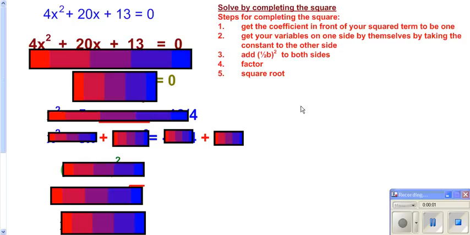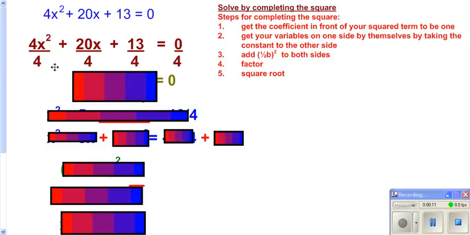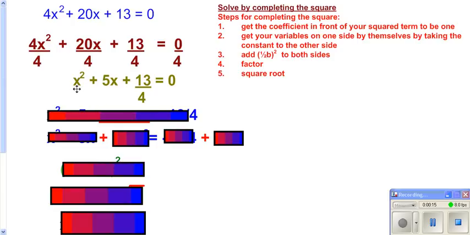So we'll go ahead and solve this one here by completing the square. You need to get your x squared term to be a 1, so we're going to have to divide everything by 4 on both sides. Then we end up with x squared plus 5x plus 13/4 is equal to 0. Once again, you want to get your variables by themselves, so you have to get rid of that 13/4.